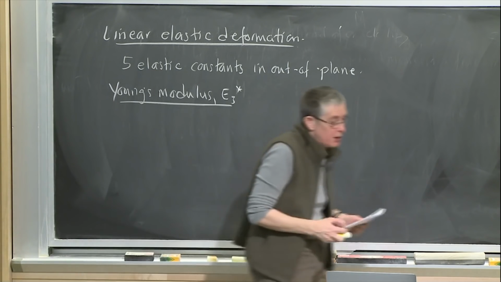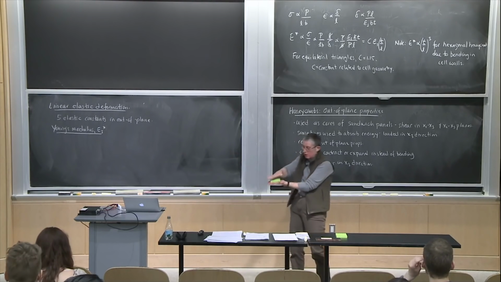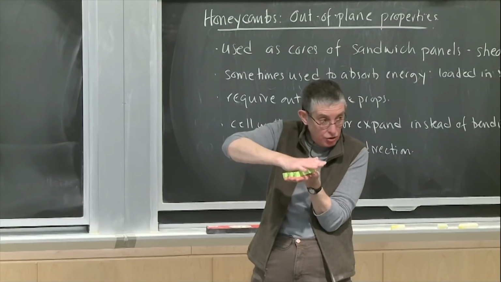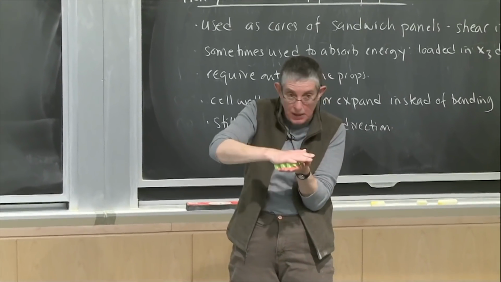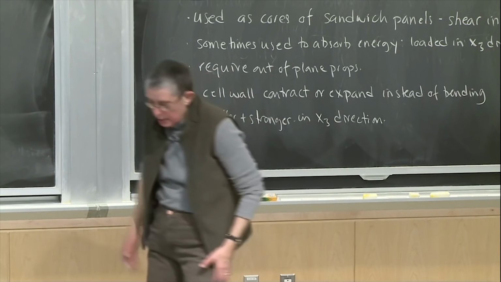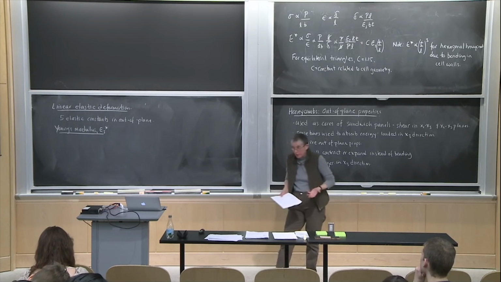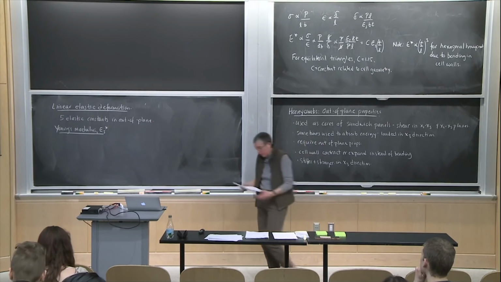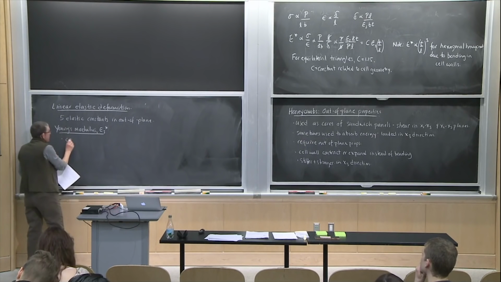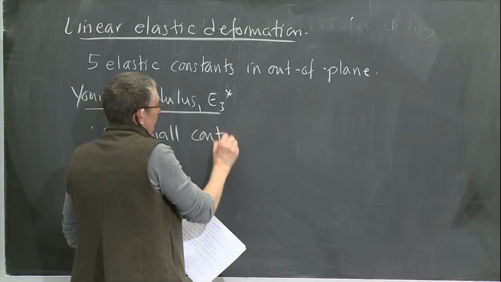And if I take my honeycomb and I load it in the x3 direction, it's like taking this thing here and just loading it like that. The cell walls just axially contract, and the stiffness just depends on how much cell wall I've got. So the modulus in the 3 direction is just equal to the area fraction times the modulus of the solid. That's just the same as the volume fraction or the relative density. So it's quite straightforward. So the cell walls contract or extend axially.